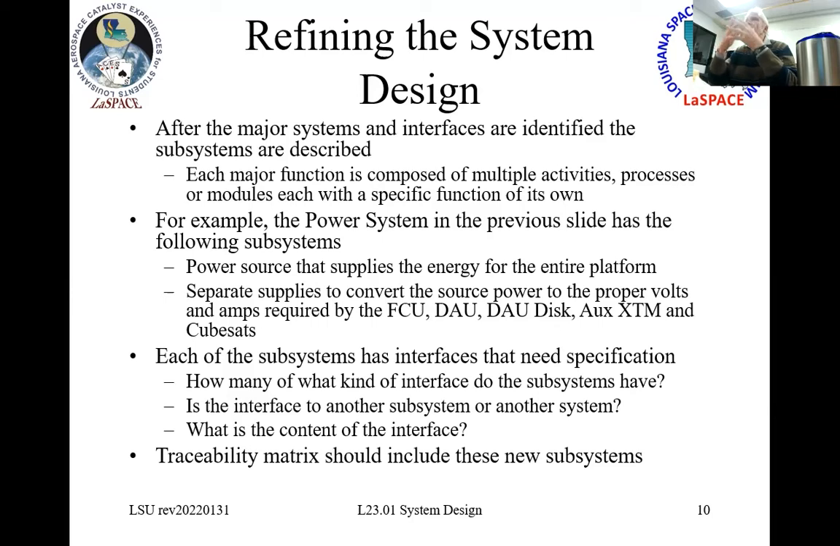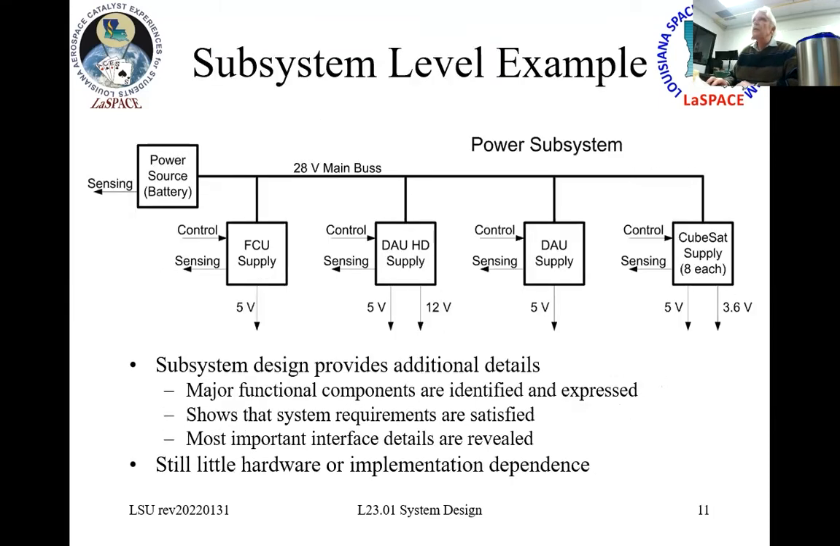What kind of interface do these subsystems have? How do these subsystems interface with other systems, and what is the content of that interface? And then there should always be a traceability matrix that would include these new subsystems as you develop this.